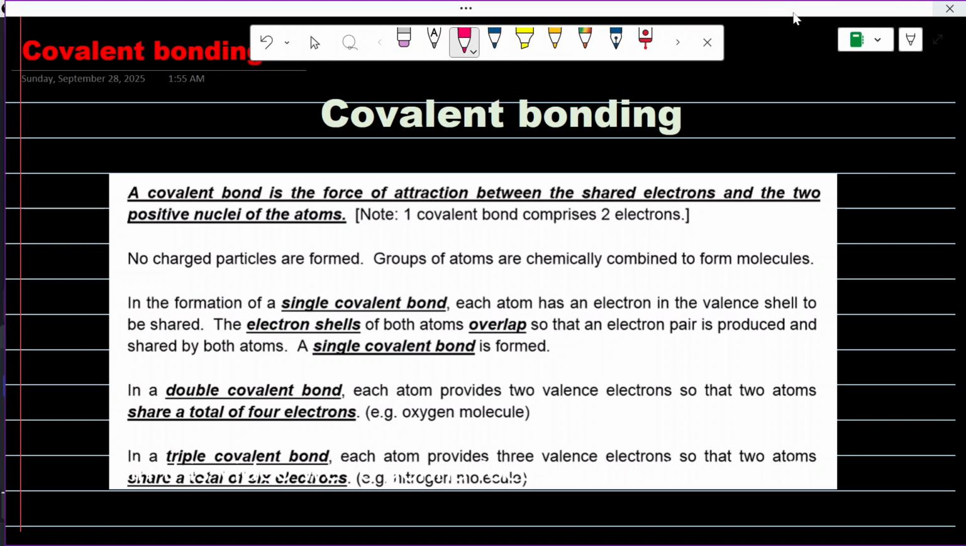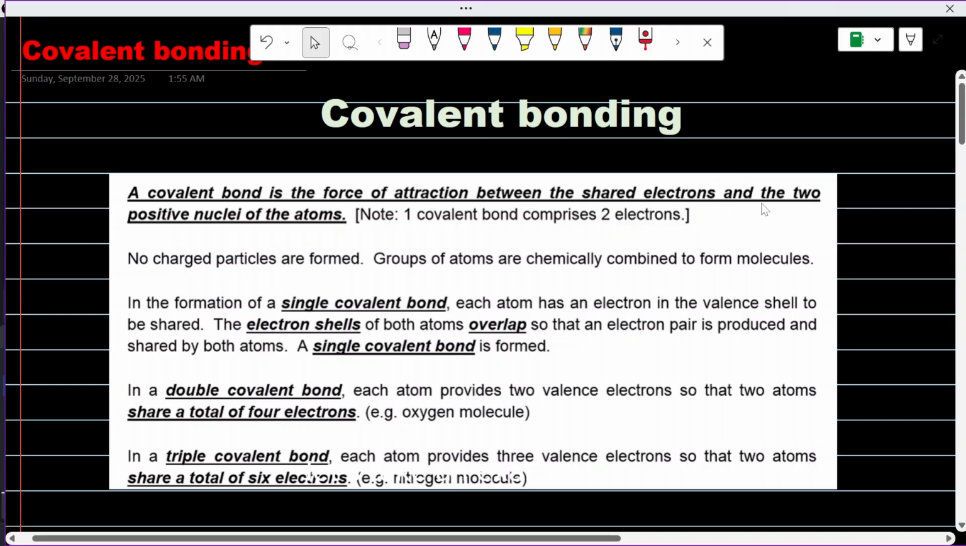In this video, we're going to focus on covalent bonding and everything you need to cover in covalent bonding based on your IB, IGCSE and O-levels chemistry. So let's start. A covalent bond is the force of attraction between the shared pair of electrons and the positive nuclei of the two atoms. So one covalent bond comprises two electrons.